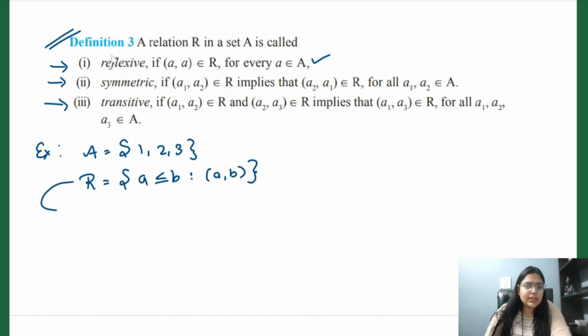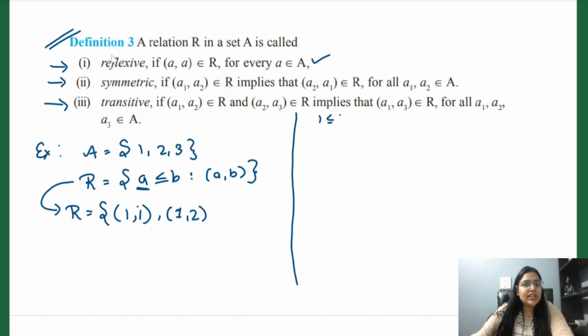Now just to visualize it, let's see it in the form of elements. So if I'm taking A as 1, now tell me elements which are equal to 1 or greater than 1 in the set A. So that is 1, 1. Of course 1 is equal to 1. Next it can be 1 comma 2. What I'm implying here is that 1 is less than equal to 1, which is true. 1 is less than equal to 2, again which is true. 1 is less than equal to 3.